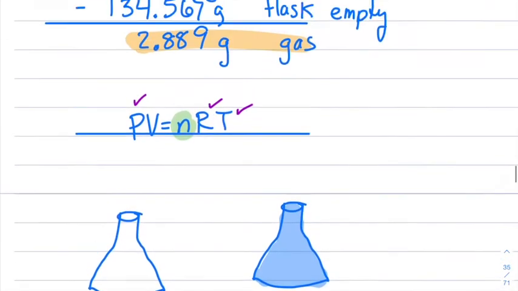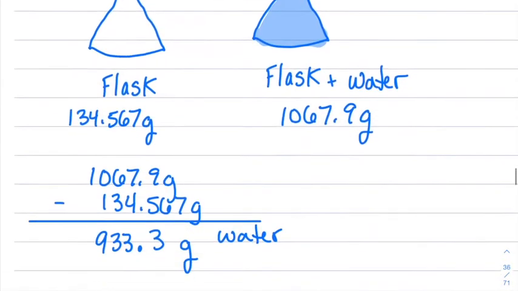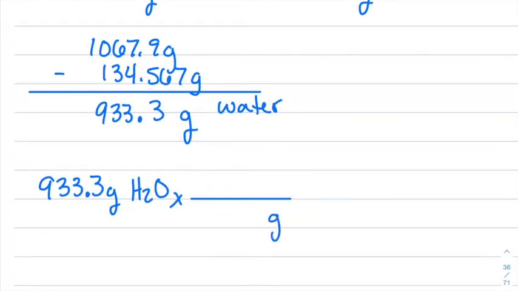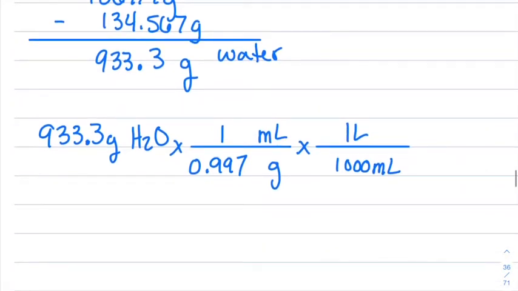And they've given us a more precise density here. This one right over here, 0.997 grams per milliliter. So grams on the bottom, milliliters on the top. 0.997 goes with those grams. 1 milliliter on the top. And because I know we're going to eventually need liters for our PV equals nRT, I'm going to say that there are 1,000 milliliters in every 1 liter. Okay, so take a moment and calculate out how many liters we have in this flask.